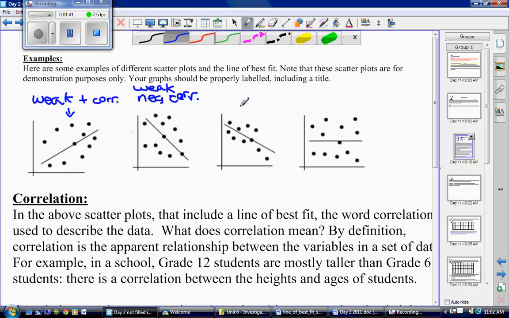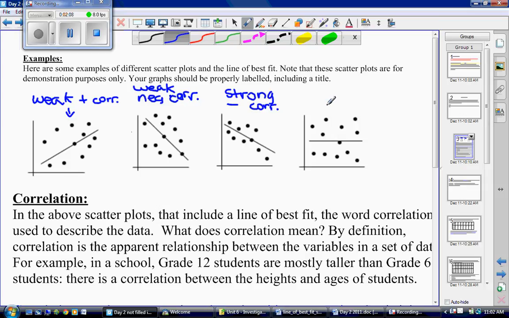Okay, so on this one, you'll notice that the scatter plot is also negative. You've got a slope that's negative, but this time you've got much more points close to the line. So that is a strong one. So it's strong. And again, it's negative correlation.